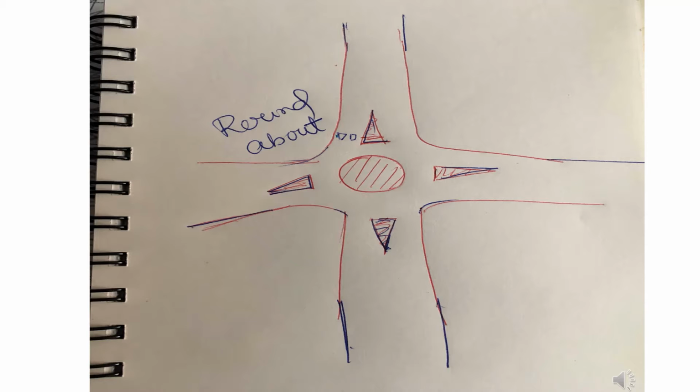So in simpler terms, roundabouts are one-way roads, with one-way traffic coming from the left side to the right side in the anti-clockwise manner.